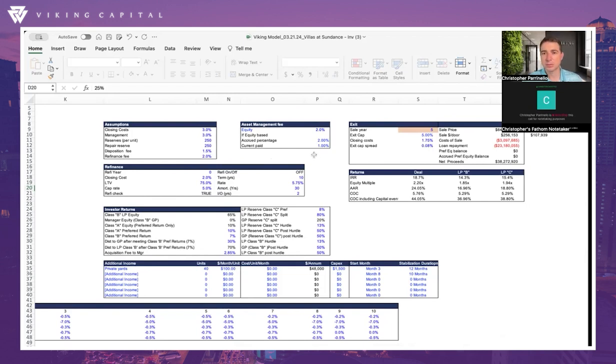Okay. So it's kind of like an accrual, like the preferred getting paid out, but it's just done differently. Okay. That makes sense. Yep, exactly.